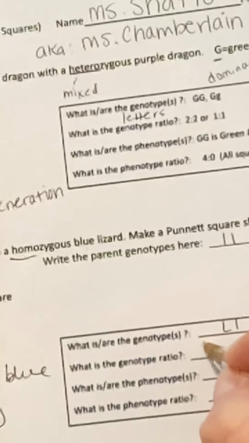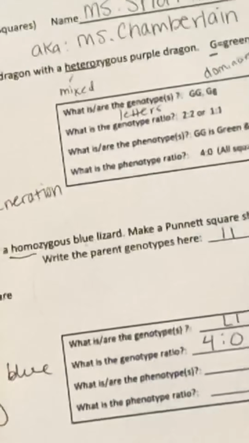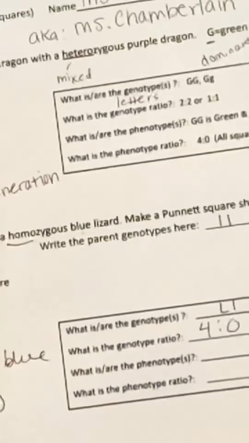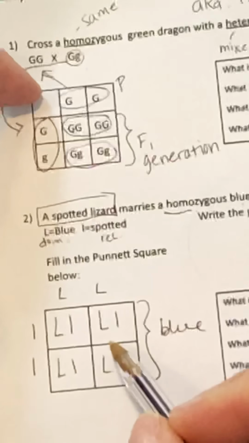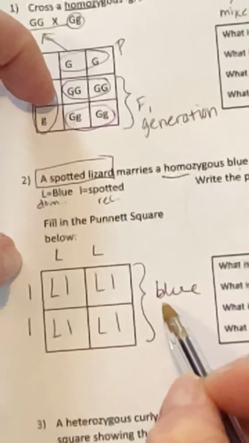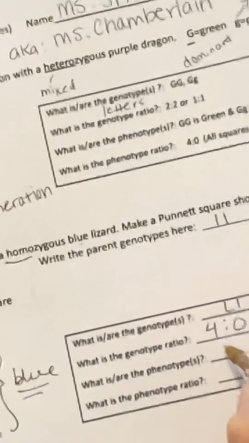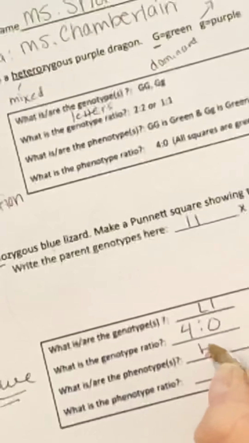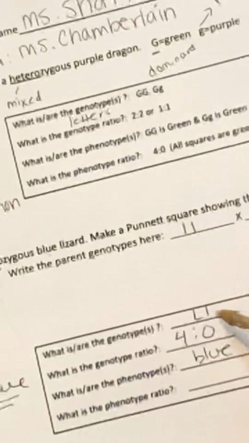So that means we're doing this again. 4, colon, and then nothing, which is represented with a 0. And then the next question is asking, what are the phenotypes? There's only one. Big L, little l, which gives us blue. So blue is our phenotype because that's the physical characteristic, which is blue. We already wrote the genotype up here.